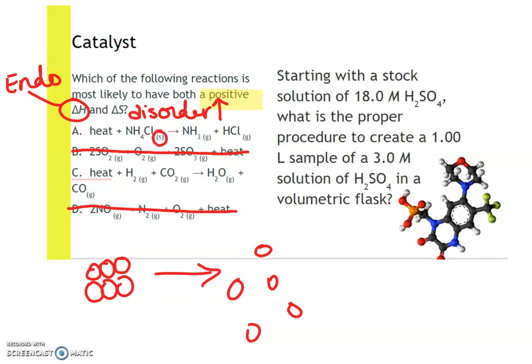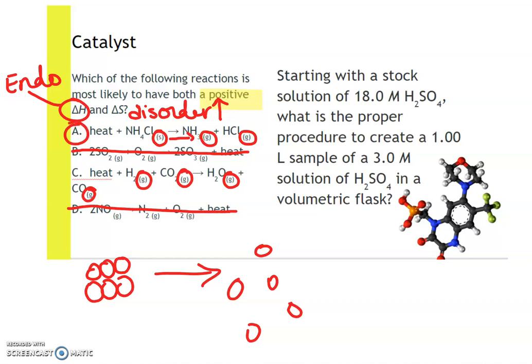So here I see a solid going to two gases. Here I see two gases going to two gases. So the entropy here, the amount of disorder, the amount of degrees of freedom that C has, is staying roughly the same. But if we look at A, we're clearly going to a more chaotic system. So A is our answer there.